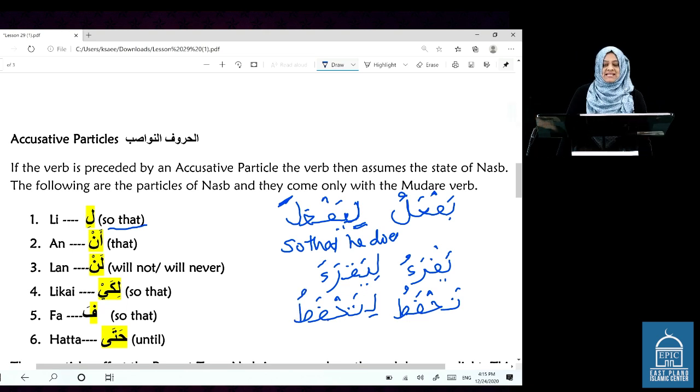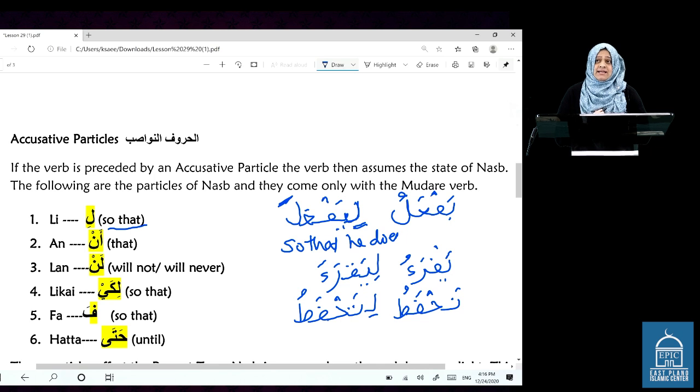Like I said, for today what I want you to do is just learn the meanings of the particles and how they affect the verbs, which is very simple. It's just the meaning really that you have to learn. Li is so that, and an is also so that. So you can just replace the li with an over here. So yaqra'u, an yaqra'a, nahfadhu, an nahfadha, so that we memorize. Contextually, you will see what the difference is. Right now we're seeing the word or the phrase by itself, but inshallah, when we do the exercises, you're going to understand the difference between li and an.